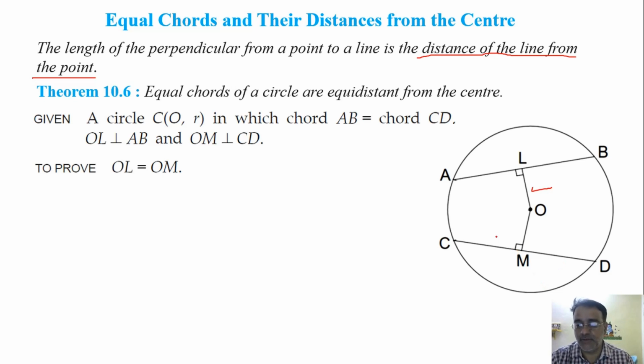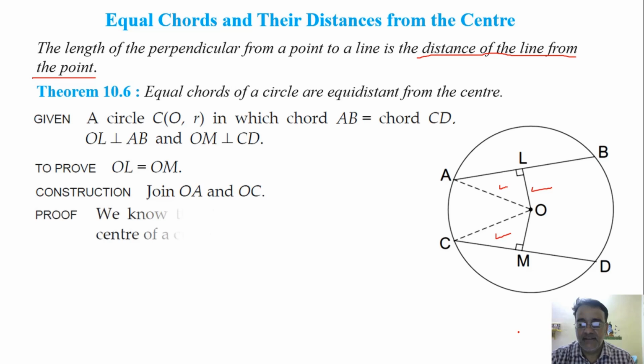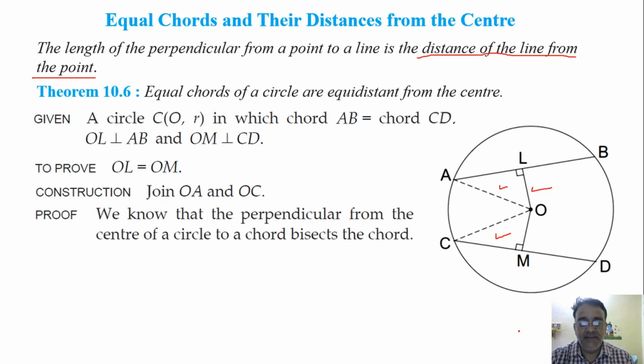Join OA and OC. उसके बाद now we are going to prove these two triangles are congruent, right? And we know that perpendicular from the center of a circle to a chord bisects the chord, right? Starting में पढ़े थे हम लोग इससे पहले. So that means AL is equal to BL, or we can write AL is half of AB.